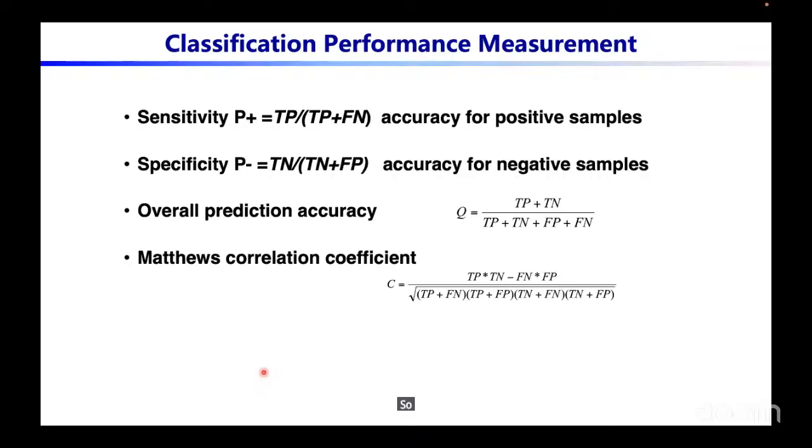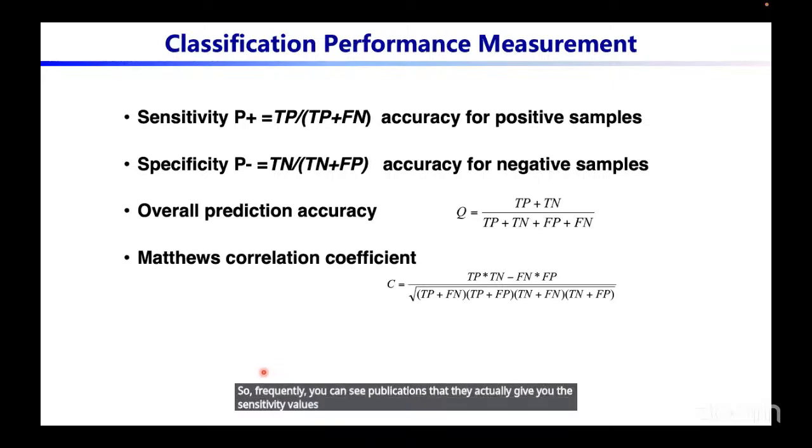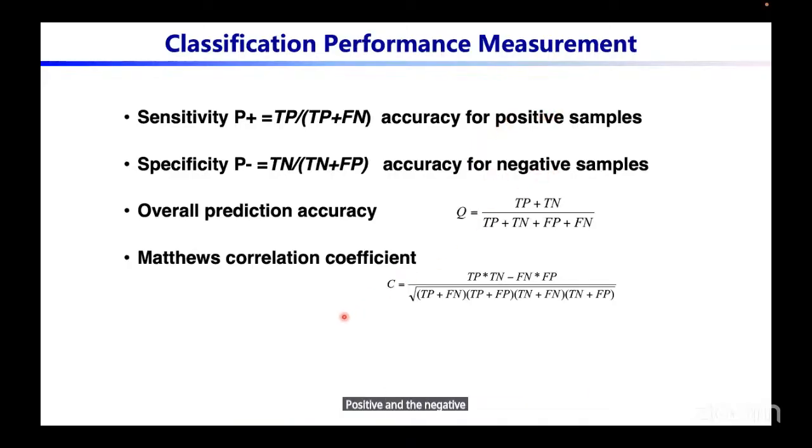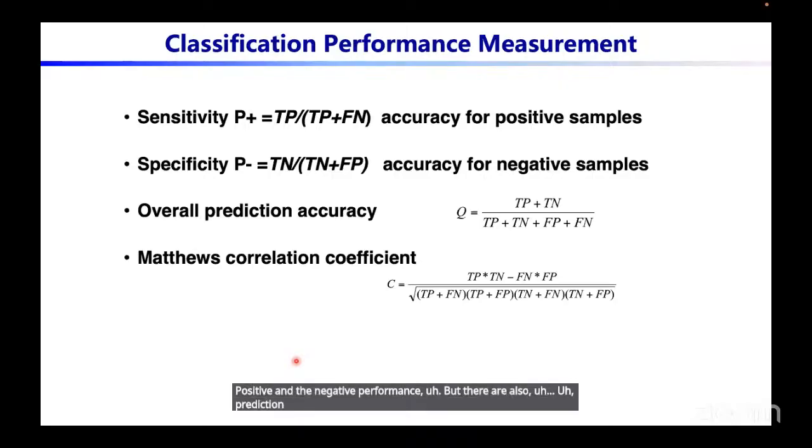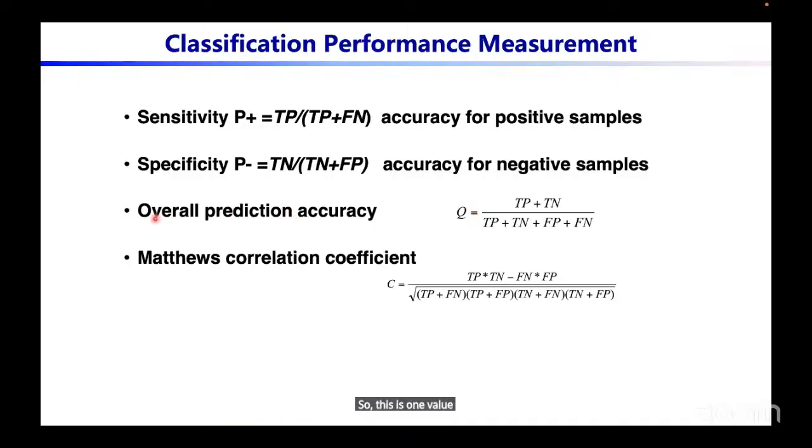Frequently you can see publications that give you the sensitivity values and specificity values. Of course, these are two values reflecting positive and negative performance. But there are also prediction performance values that give you the overall performance, that means they combine both the positive and the negative. So this is one value, Q, the overall prediction accuracy. This is the mathematical formula.